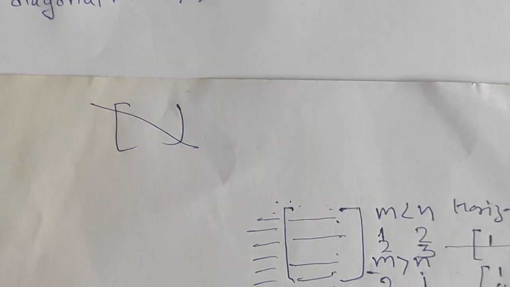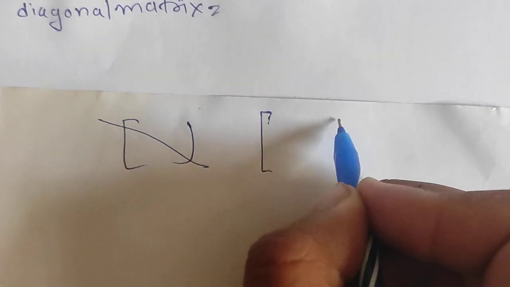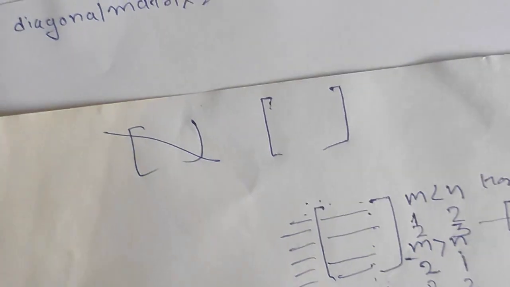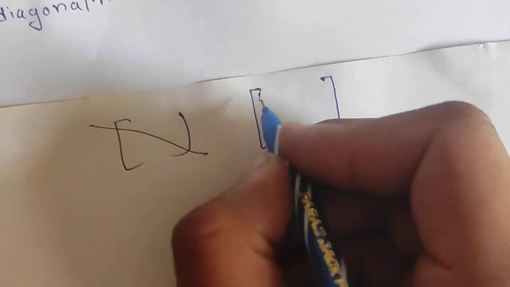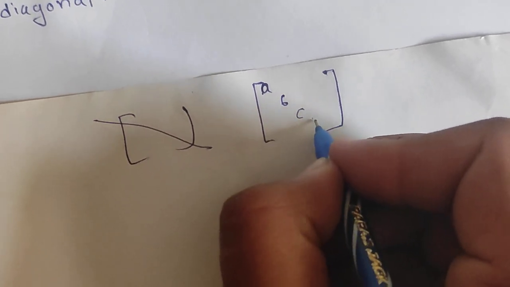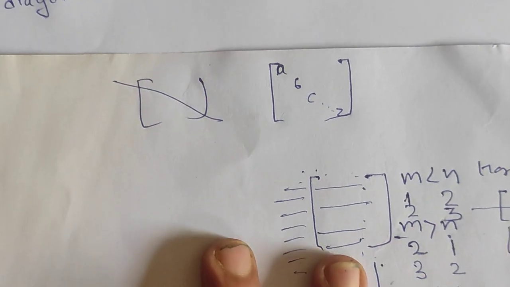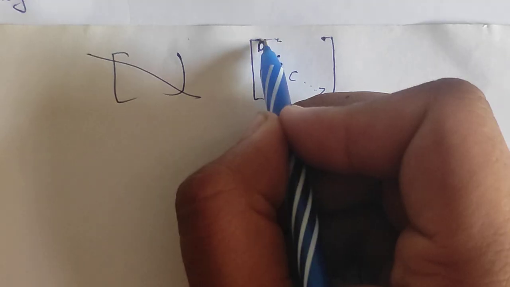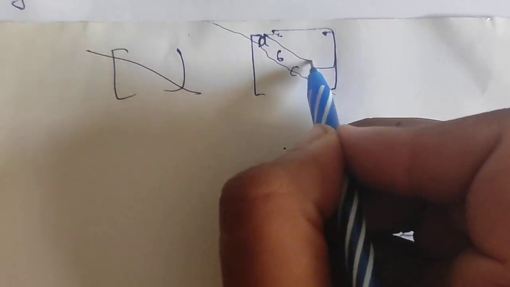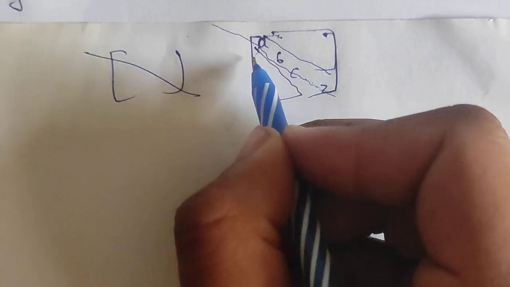Okay, a diagonal matrix is a square matrix which has only diagonal entries. That's why we call it the diagonal matrix. For example, this is a, this is b, this is c, and so on, this is z. Now it is diagonal because the number of elements in here and the number of elements in here are the same.